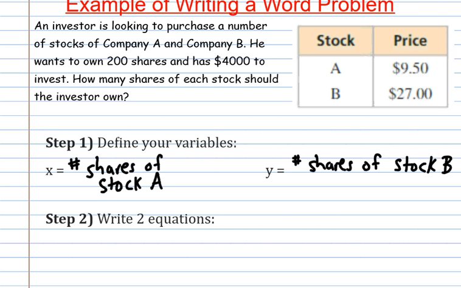Now we're going to write two equations. The two equations need to come from the clues that they gave us. It says an investor is looking to purchase a number of stocks in company A and company B. This first sentence is what allowed us to define our variables really. Now the next part, it says he wants to own 200 shares.